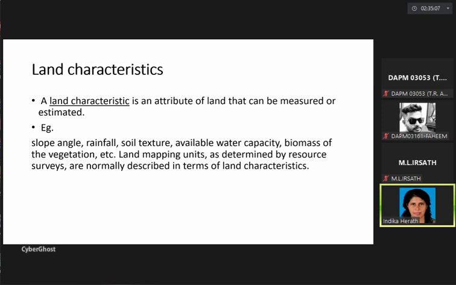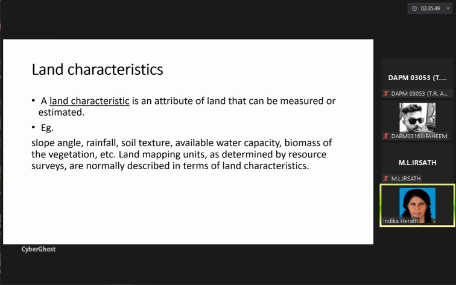So you have various particles on the ground. The distribution of those particles and available water capacity, that means the level of moisture that the land has and is able to hold. Biomass and vegetation are also considered to be land characteristics. And land mapping units. When you have a map prepared for your land, those mapping units are also considered to be land characteristics.